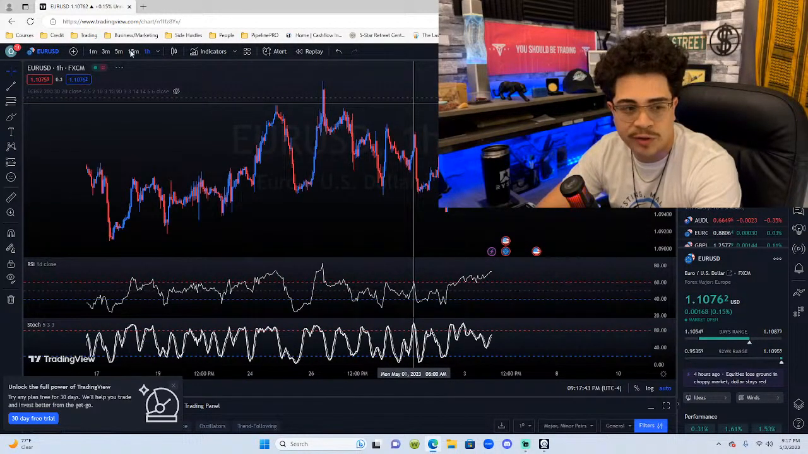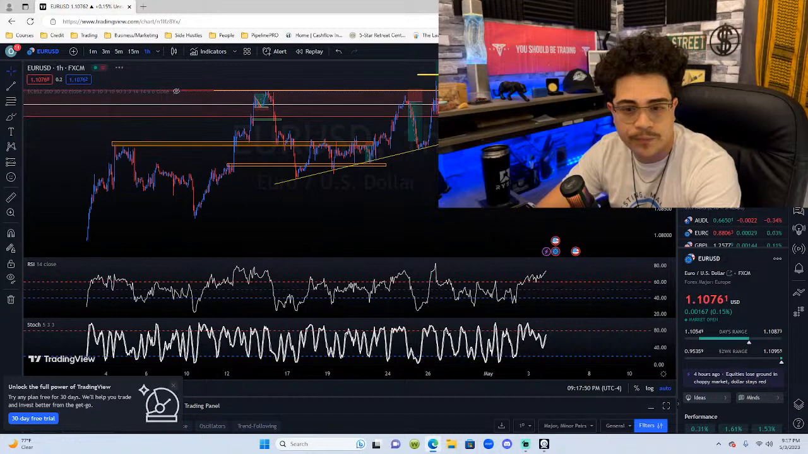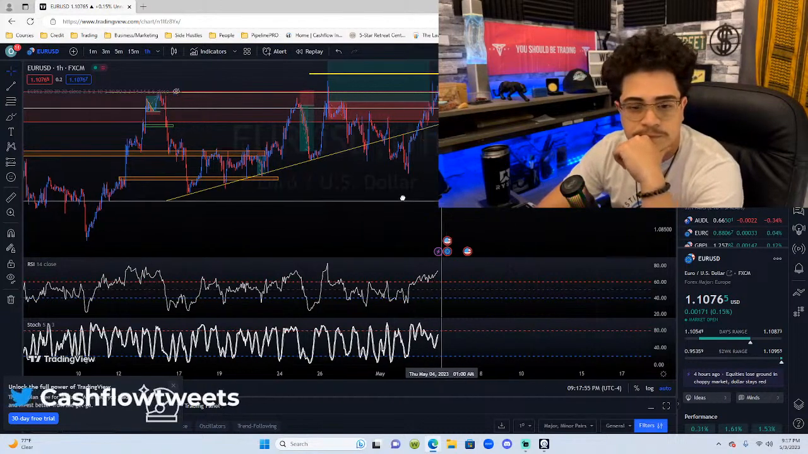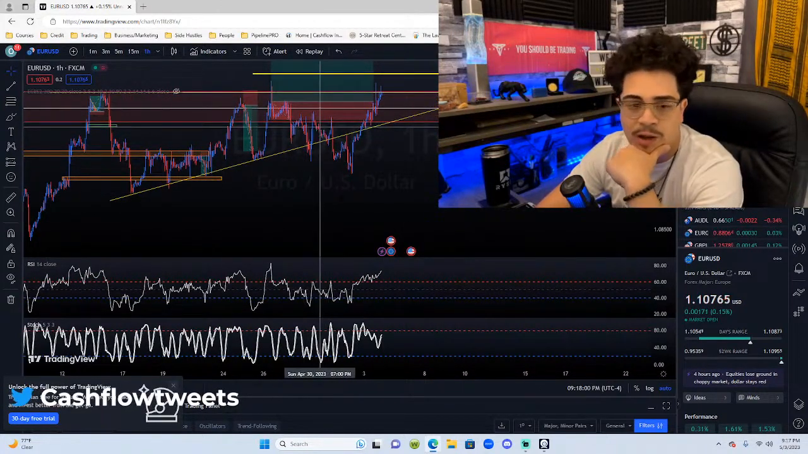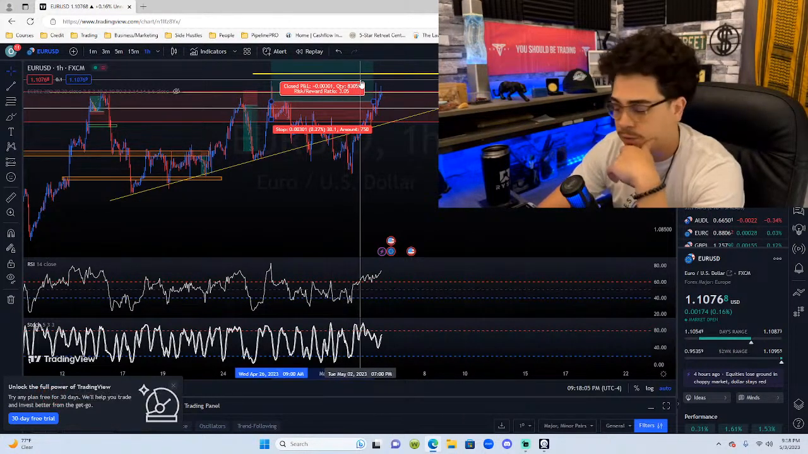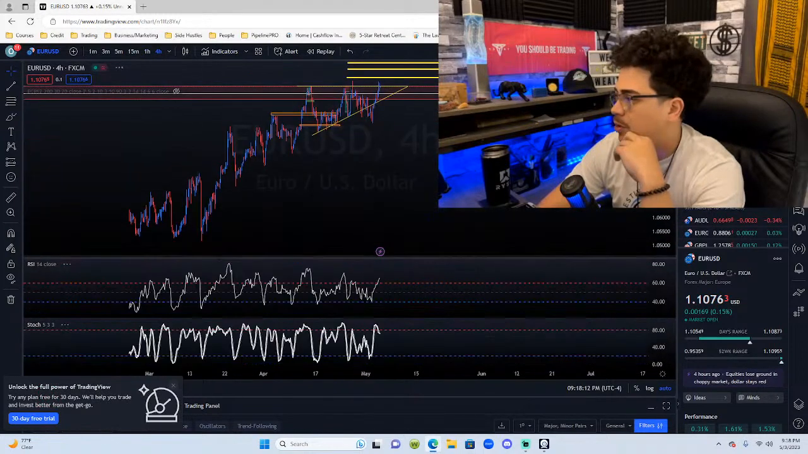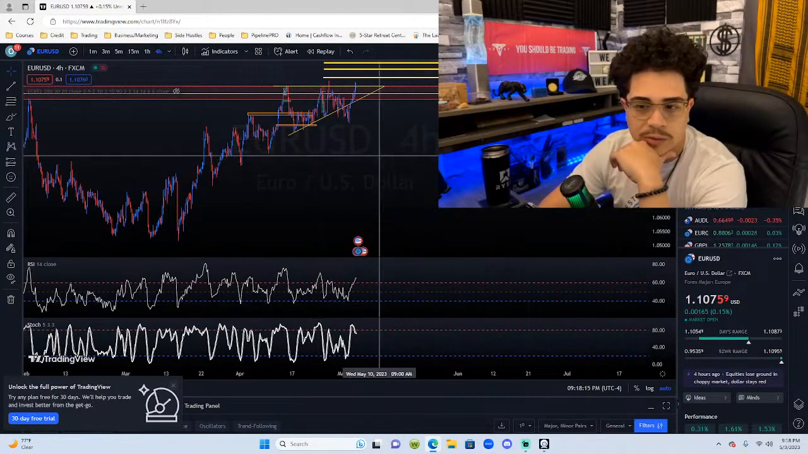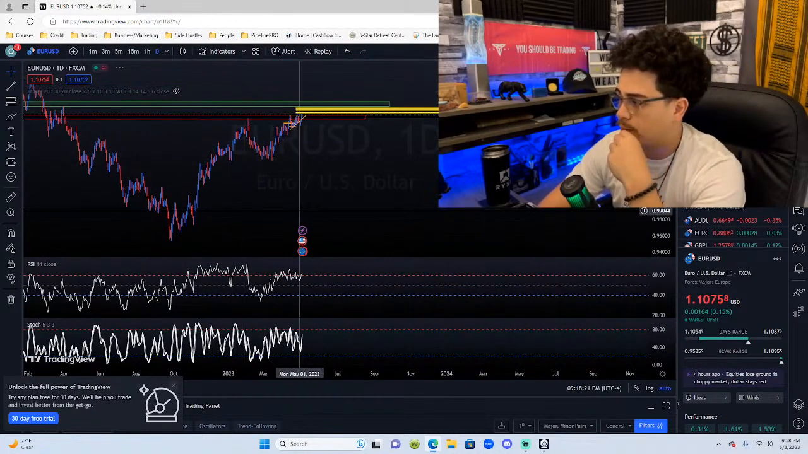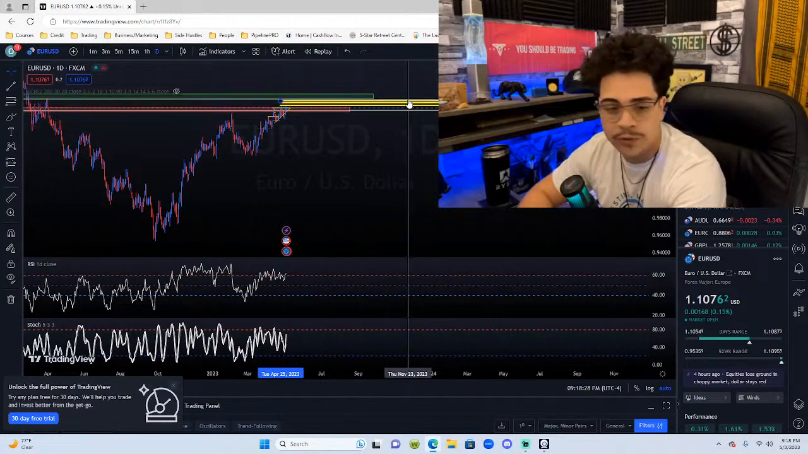Euro US has been surging on the hour. Yeah, here's a trade I stopped out on. That one I lost. There was a fake out right here. Yeah, I had a fib level marked on the 4 hour, I think it was. Maybe it was the daily.